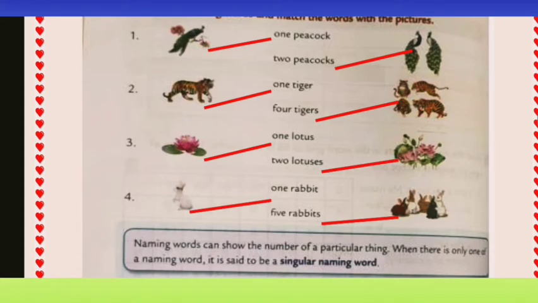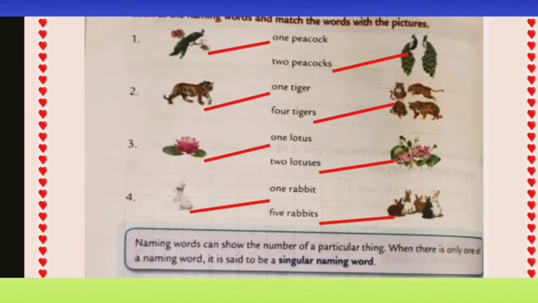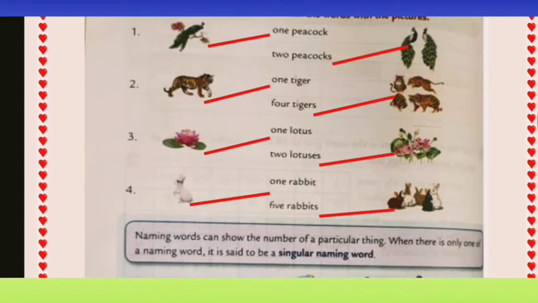Next, one rabbit. Where is one rabbit, students? Left side or right side? It is on our left side. So where one rabbit is written, you have to match it with one rabbit. And there are five rabbits on the right-hand side. So this is written, the words five rabbits. Match it with the picture of five rabbits. I hope it is clear.